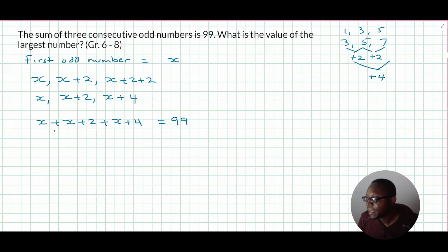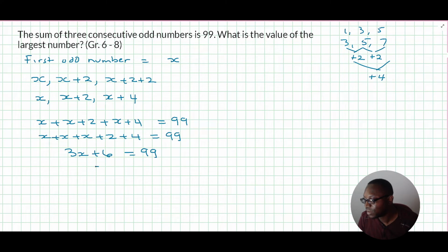So let's go ahead and add. We group common terms together. So we have x plus x plus x plus 2 plus 4 equal to 99. So x plus x plus x is 3x. Then 2 plus 4 is plus 6 equal to 99. And then we're going to isolate x.